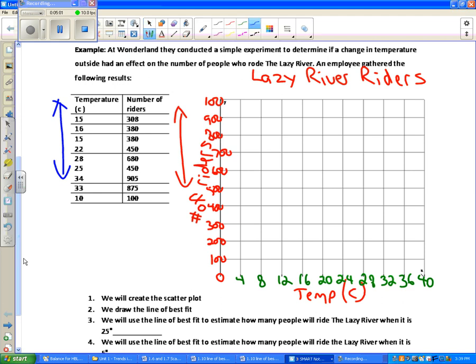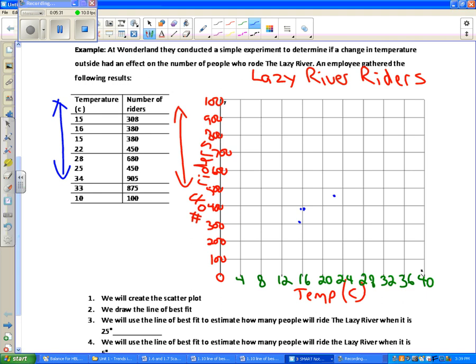I now want to plot all my points. If a temperature is 15 degrees, I'm going to have approximately 308 riders. I'm going to try to do as best I can here and say that one's going to be right about there. If it's 16 degrees, it says here I'm going to have 380 riders, which would be closer to here. If it's 15 degrees on another day, we had 380 riders, so that was right about there. If it's 22 degrees, we had 450 riders, and that's right there.